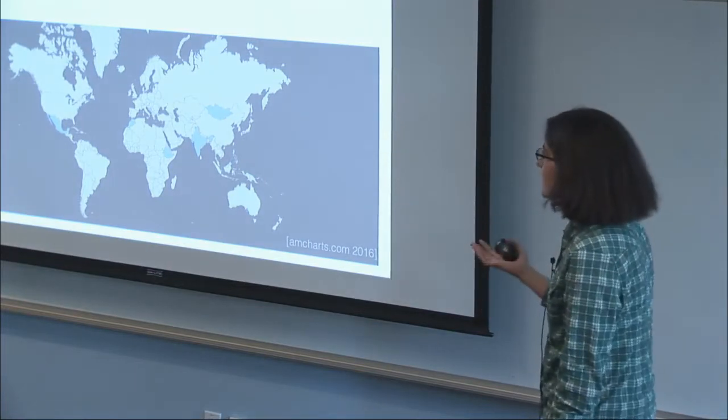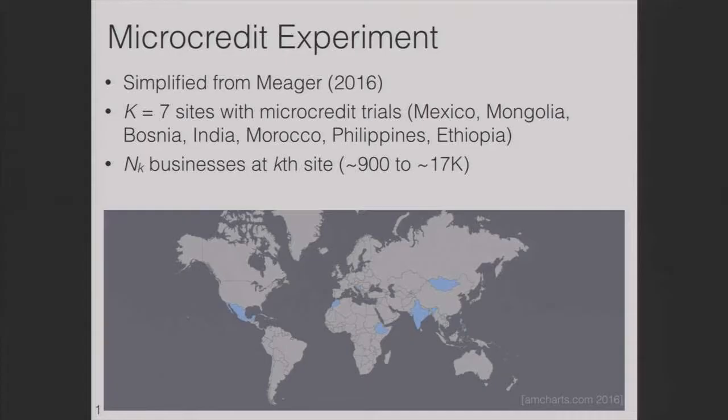She's got data on microcredit, these small loans to individuals in impoverished areas, and the hope is to help bring them out of poverty. She's got data from 7 different countries, Mexico, Mongolia, all the way through Ethiopia. And there are a number of businesses at each of these sites, so there's one site in each of the countries. There's between 900 and 17,000 businesses.